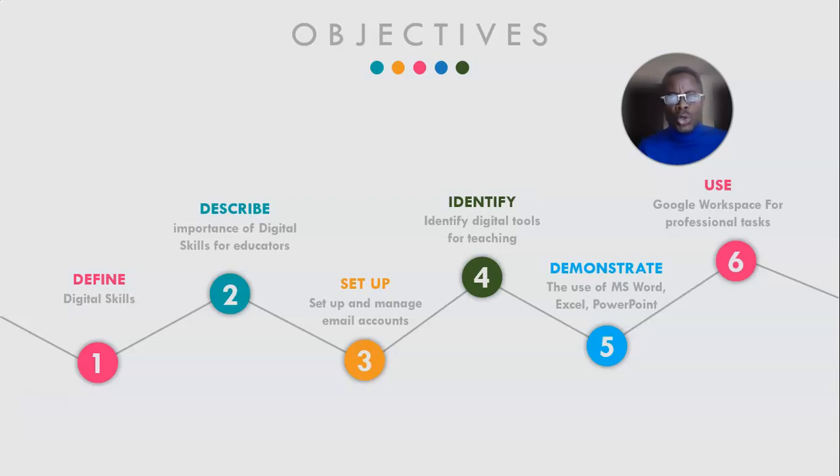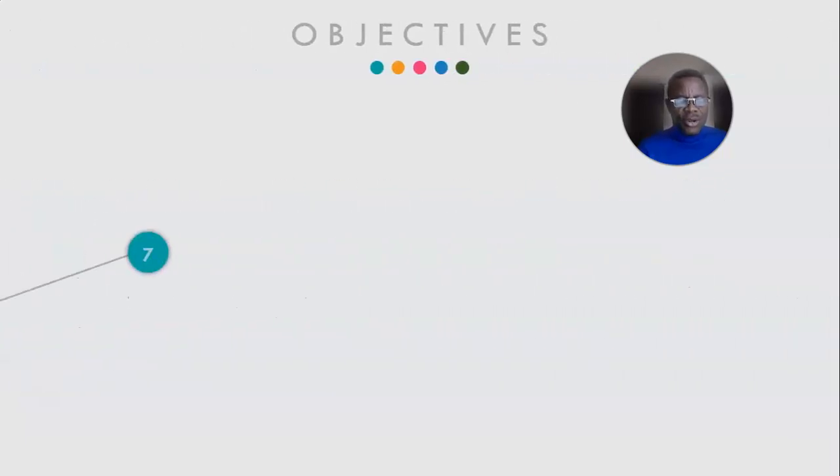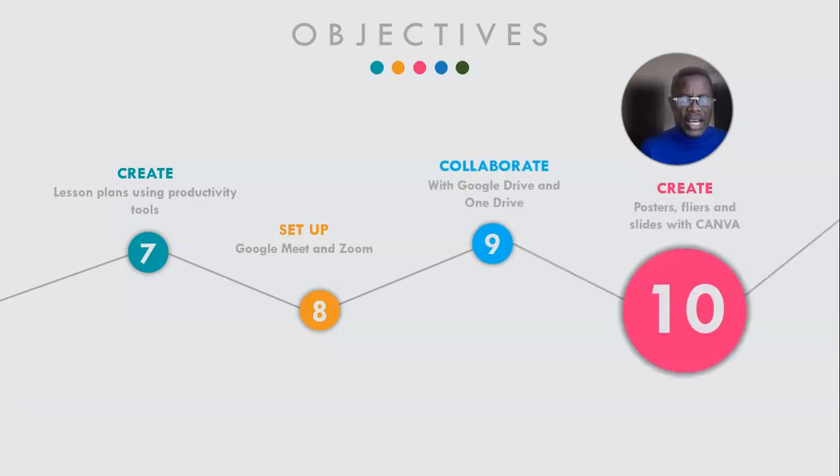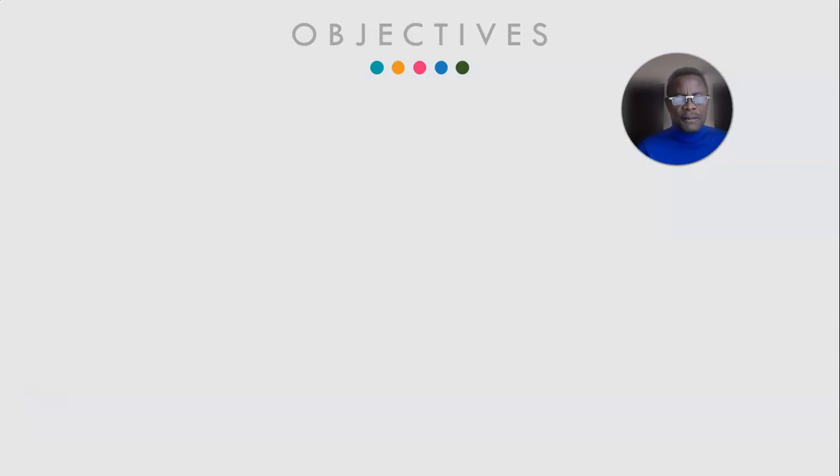You should also be able to use Google Workspace for professional tasks. We'll look at Google Docs, Google Slides, Google Sheets. And then that is not all. You should also be able to create lesson plans using the tools that we have discussed earlier in the previous lessons. And you should also be able to set up Google Meet and Zoom to interact with your students, with your colleagues online. You should be able to collaborate using collaboration tools like Google Drive and OneDrive. We'll touch on that. You should also be able to create posters, flyers, and even slides with Canva. That is one of the core components of this course.